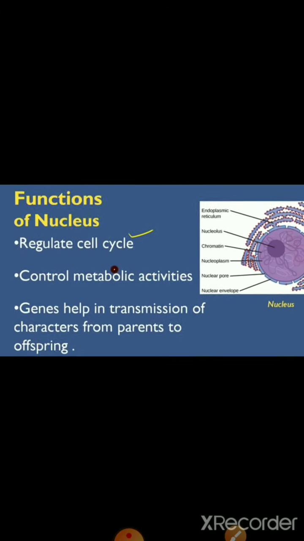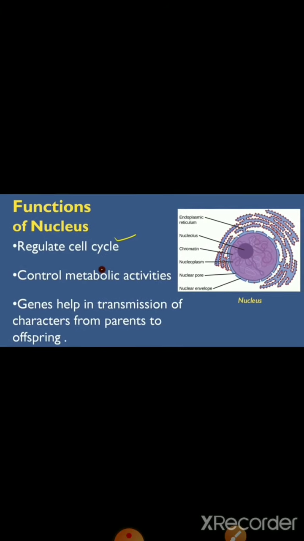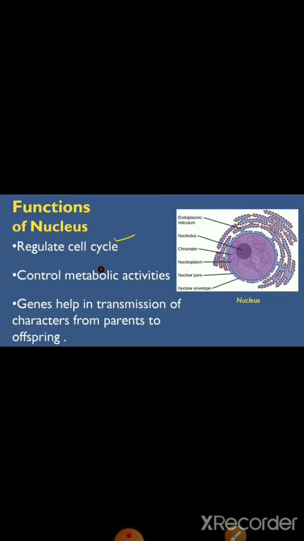Next we will discuss the function of the nucleus. These are the main basic structures of the nucleus, right? The nuclear membrane, also called the nuclear envelope, separates the nucleus from the cytoplasm. Second we talked about chromatin, which is also called nuclear material.